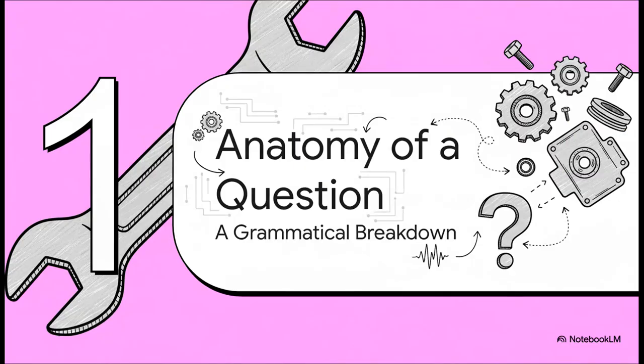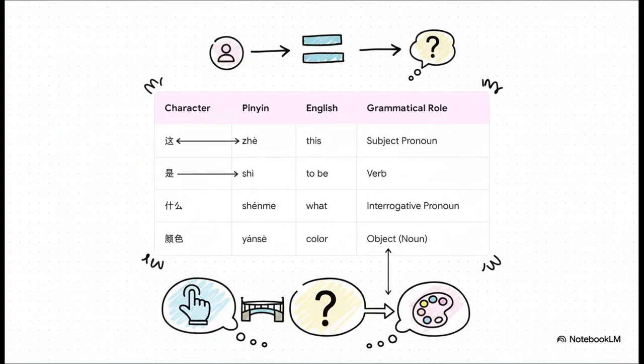Okay, so to truly understand this phrase, we first have to take it apart, piece by piece. Think of it like a mechanic carefully examining an engine. We're going to deconstruct this sentence to understand the function of every single component and how they all work together so perfectly. This is the foundation for clear and accurate communication. Now take a look at this. This table really shows off the beautiful simplicity of Mandarin sentence structure. Let's just walk right through it.